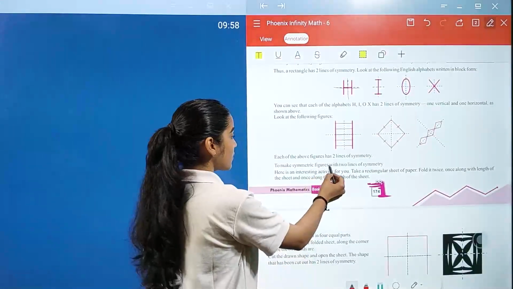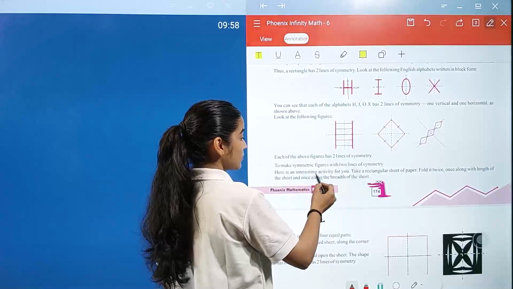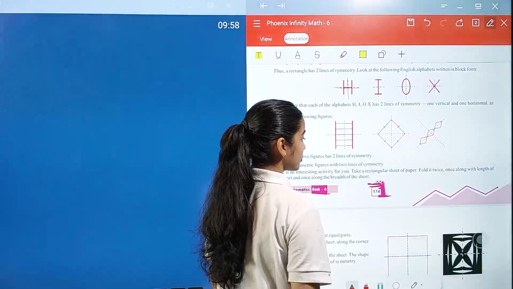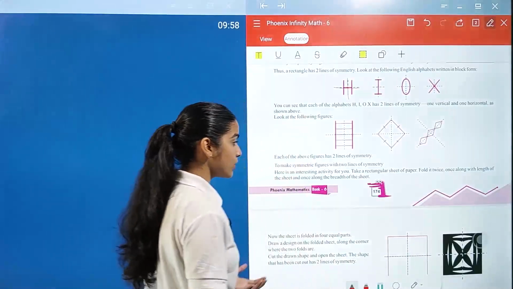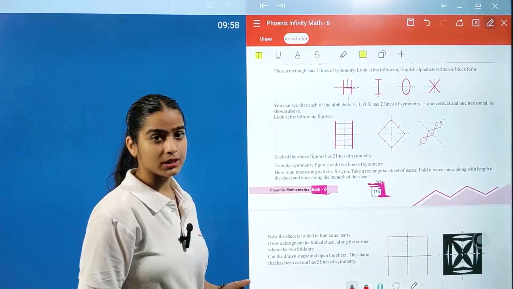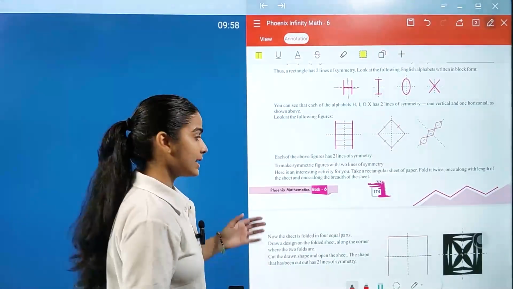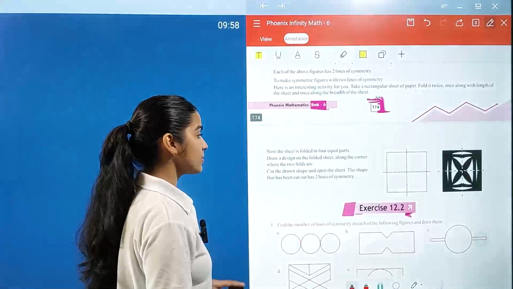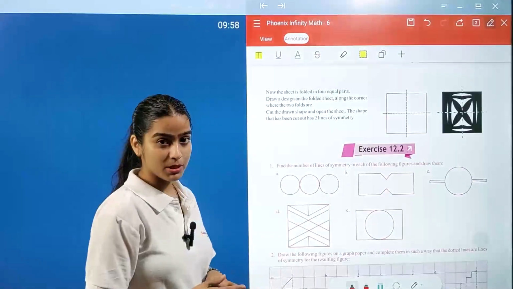To make symmetric figures with two lines of symmetry, here's an interesting activity for you. Take a rectangular sheet of paper, fold it twice, once along the length of the sheet and once along the breadth of the sheet. And then you can simply observe whether it has two lines of symmetry or not.